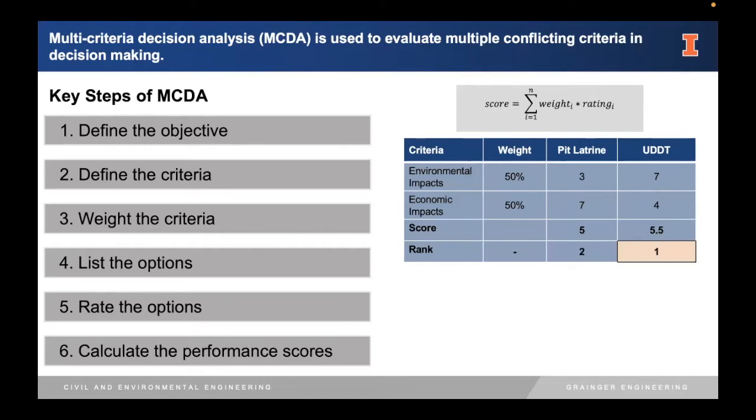So then how we'll calculate each one is you take the score and multiply it by the weight for that category or that criteria. And then you will do a sum of the score multiplied by the weight for that technology. So we can see that the pit latrine got a score of 5 and the urine diverting dry toilet has a score of 5.5. So it barely won, and we would rank the urine diverting dry toilet as first and the pit latrine as second. But this could change depending on what weights you give to the criteria, or maybe you have sub-criteria that are involved with the main criteria, and so that could also impact your score.